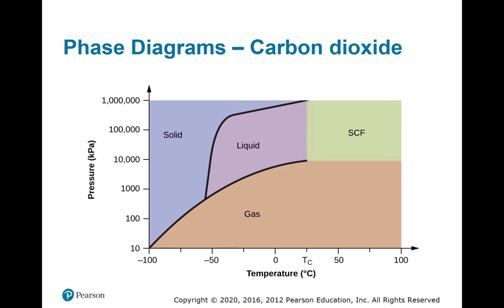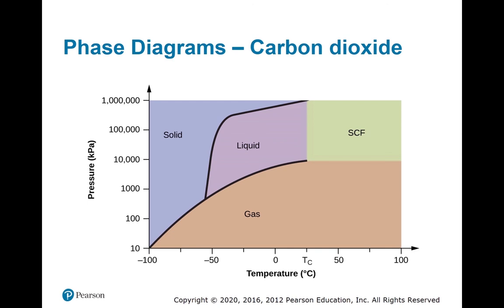This next phase diagram is for carbon dioxide. A couple notable things here. First of all, standard atmospheric pressure is around 100 kilopascals, so if you look at that region on the graph, you can see that this is lower than the triple point pressure, which is about 700 kilopascals. Hence why dry ice sublimes. The pressure would need to be much higher for it to be able to melt before becoming a gas.